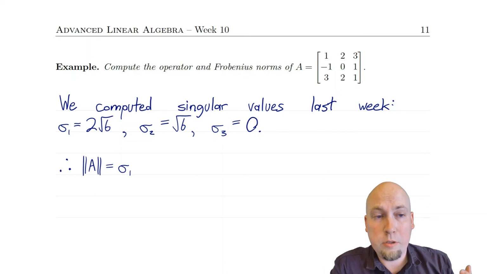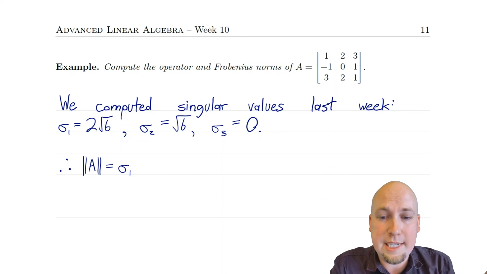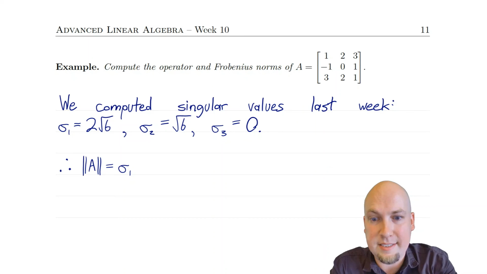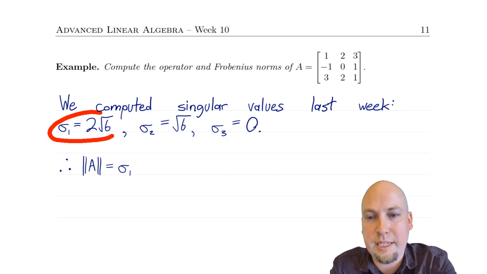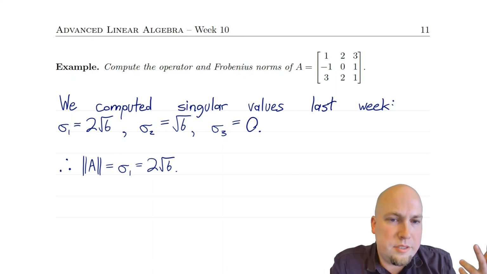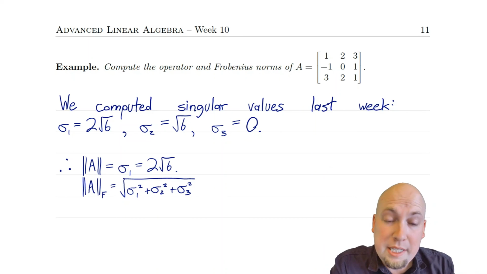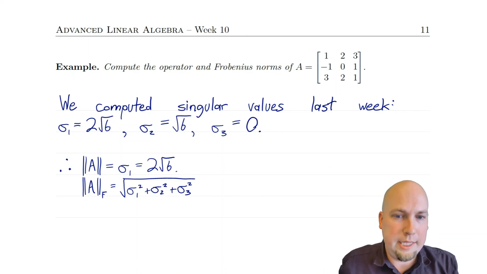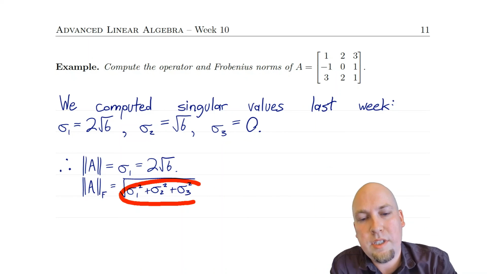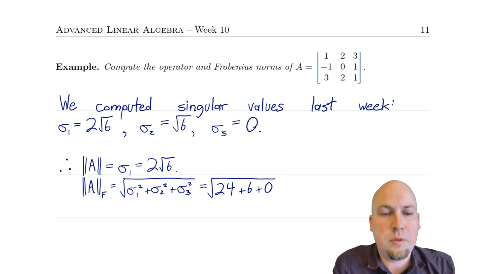Well, the operator norm is really easy once you have that singular value decomposition. The operator norm just is sigma 1, so you look around, there's sigma 1, so the operator norm is 2 root 6. That's all there is to it. You copy and paste. For the Frobenius norm, you have to do a mild calculation here. You just add up the squares of all the singular values and then take the square root at the end of the day. So sigma 1 squared plus sigma 2 squared plus sigma 3 squared.